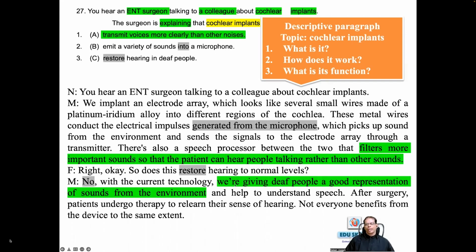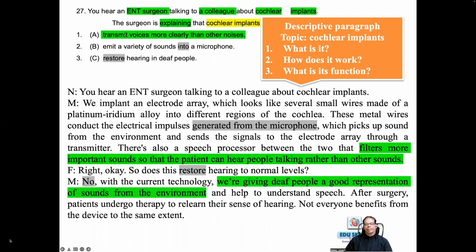With the current technology, we are giving deaf people a good representation of sounds from the environment. That is similar to paraphrasing of transmit voices more clearly. It means we are giving deaf people a good representation of sounds from the environment. So this is the paraphrasing. So this answer is again re-emphasized in the second sentence. First they say filters more important sounds so that the patient can hear people talking rather than other sounds.